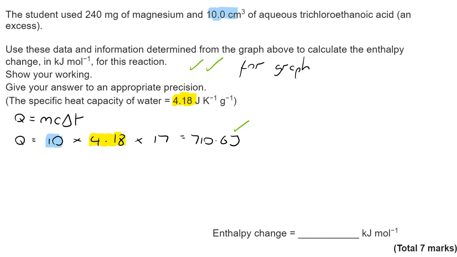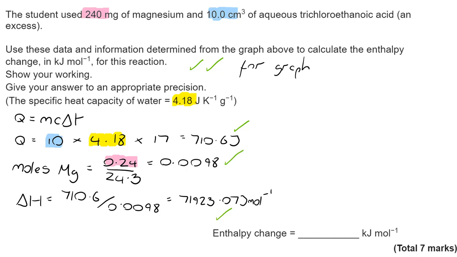Now, to work out kilojoules per mole, I first of all need to know how many moles of magnesium there were. So I take my 0.24 grams, I've converted it from milligrams, and I divide by 24.3, taking me to 0.0098 moles and my fourth mark. Now I've got my joules and I've got my moles, I can do joules divided by mole to get my delta H, and I get to a value of 71,923.07 joules per mole. Now I want it in kilojoules per mole, so I'm going to divide that by 1,000, and I've made it to mark 6.